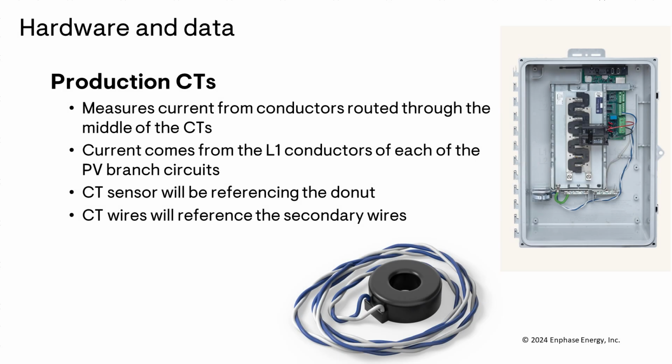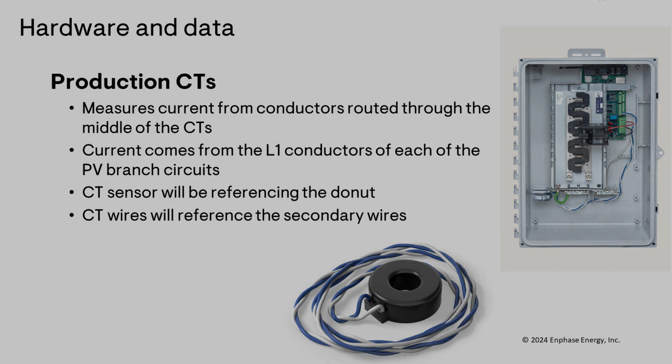Starting with the production CT, the CT measures current flowing through the middle of the sensor. The current that is measured is coming from each of the PV circuit's L1 conductors that are passing through the middle of the CT sensor. No other conductor should be routed through the middle of the CT, only the line 1 conductor from each PV circuit. For this training, the production CT sensor will be referring to the black circular donut, and the CT wires will be referencing the secondary wires attached to the CT sensor. It's also important to remember that CT wires for the production CT should never be cut or extended. This will void the ANSI compliance certification.